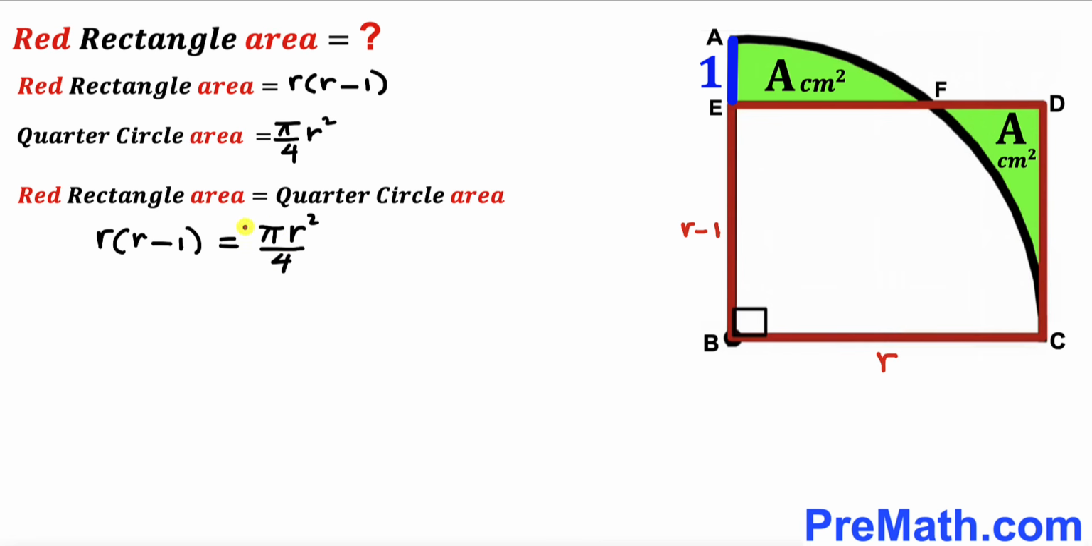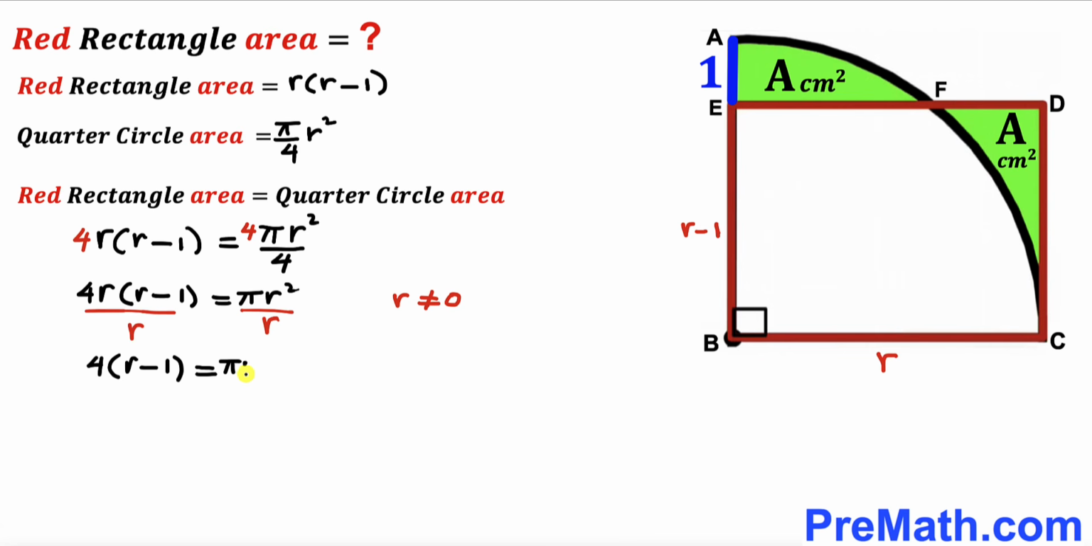Now I'm going to remove this fraction by multiplying by 4 on both sides. And here we can see this 4 and 4 is gone. So therefore we are ended up with 4 times lowercase r times r minus 1 equals pi times r square. And now I am going to divide both sides by lowercase r, and make sure that lowercase r value is not equal to 0. So therefore the left hand side reduces to 4 times r minus 1 equals pi times lowercase r.